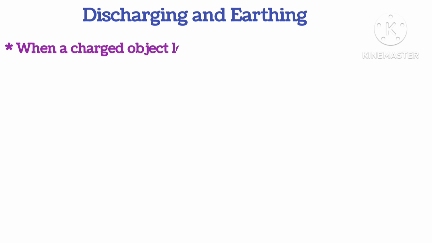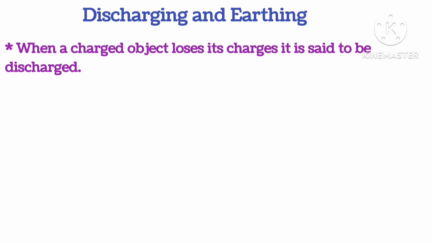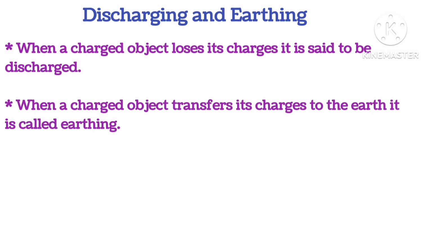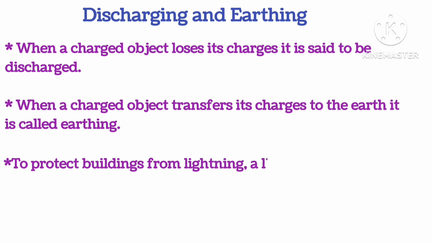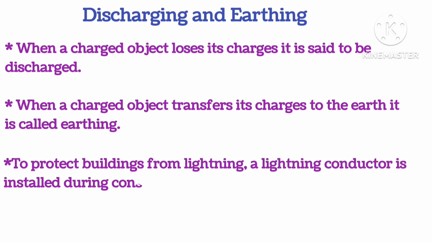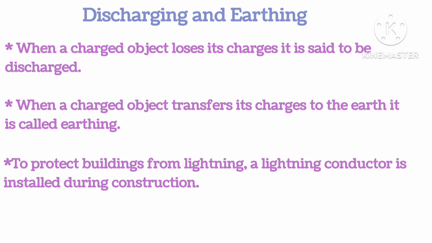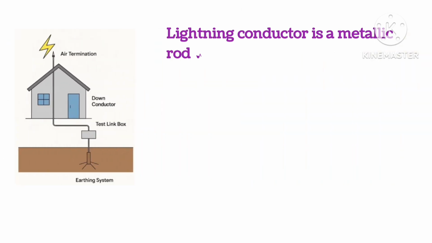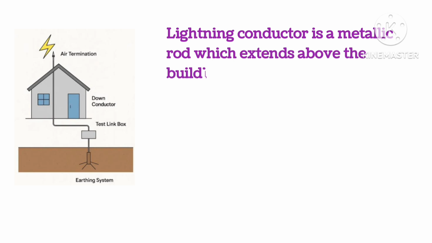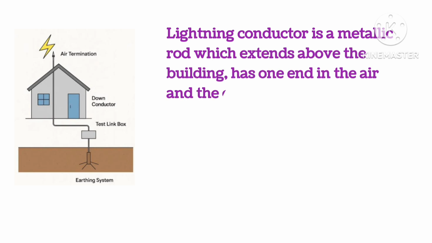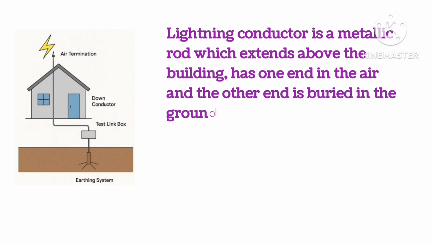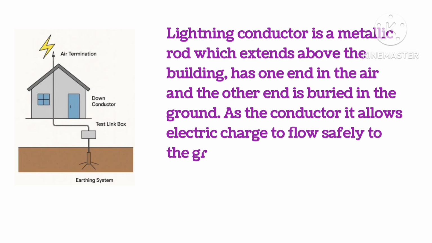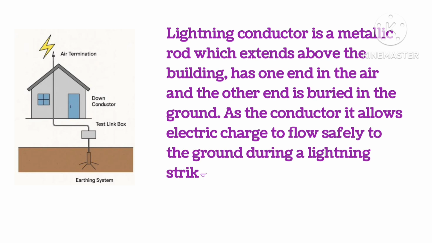Discharging and earthing. When a charged object loses its charges, it is said to be discharged. When a charged object transfers its charges to the earth, it is called earthing. To protect buildings from lightning, a lightning conductor is installed during construction. As you can see here, a lightning conductor is a metallic rod which extends above the building, has one end in the air and the other end buried in the ground. As a conductor, it allows electric charge to flow safely to the ground during a lightning strike.